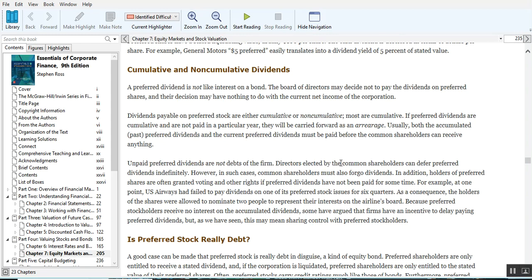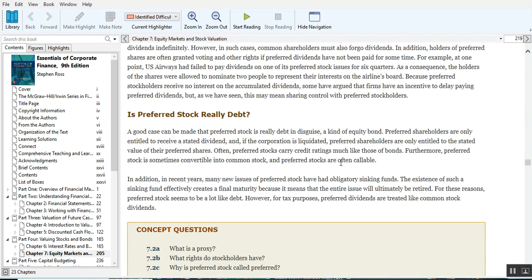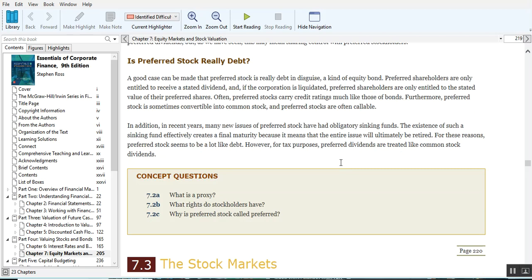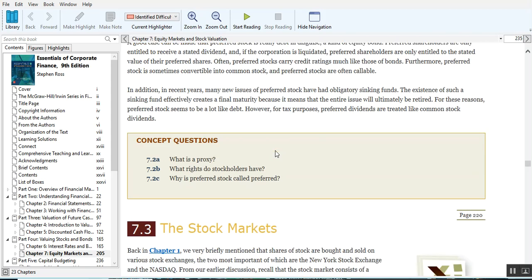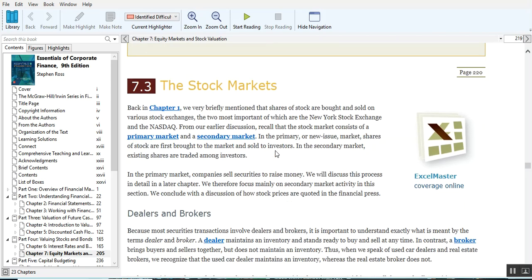So they're basically in line in front of common shareholders. There's been an argument that preferred stock is a lot like debt, and it is in many ways because it's a predictable return. In recent years, preferred stock has had obligatory sinking funds. That's a lot like a bond issue. So basically it creates a final maturity because you may have a specifically stated final maturity value on the preferred shares. Preferred dividends are treated like common stock dividends for tax purposes. So these are not like interest payments, even though there are a lot of similarities.